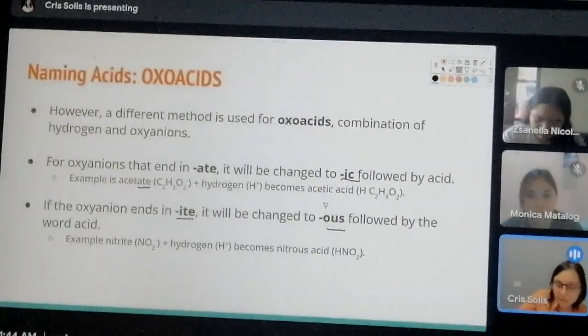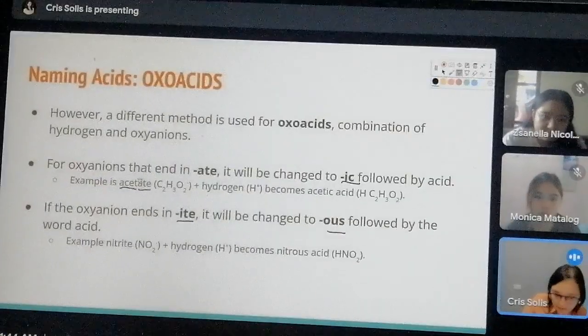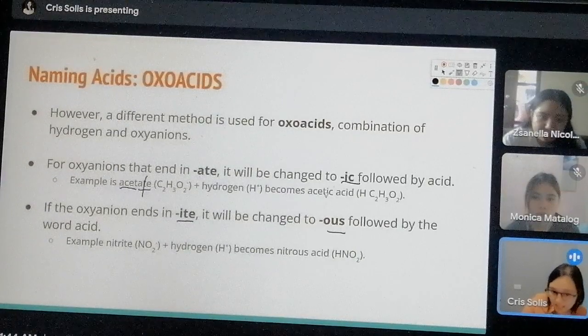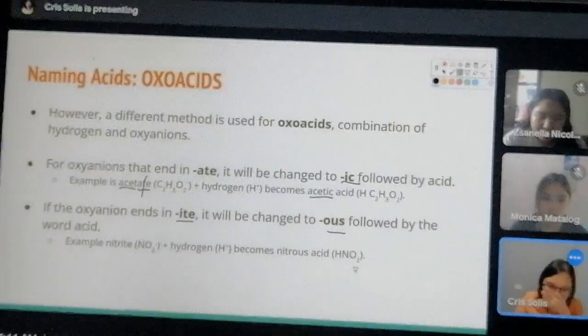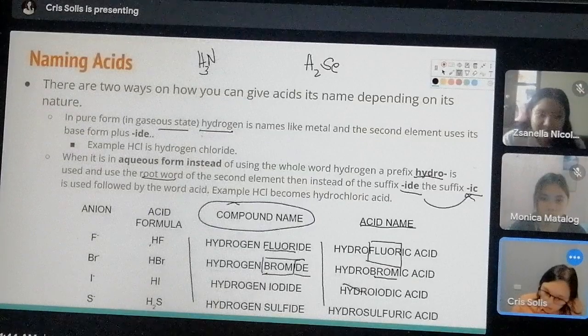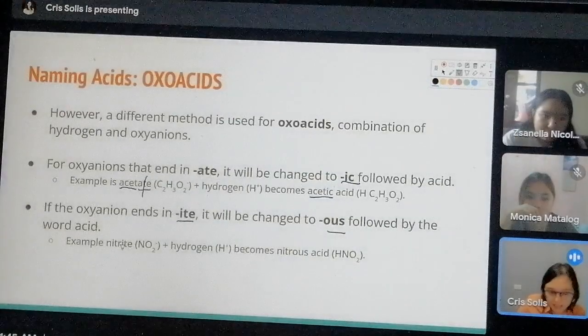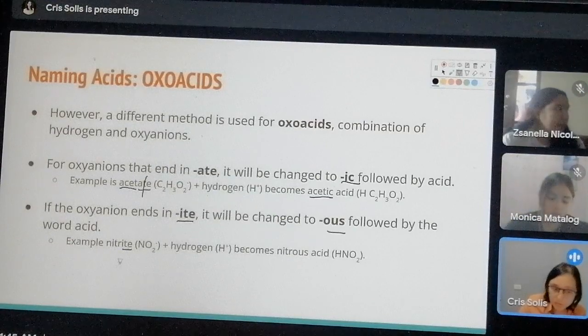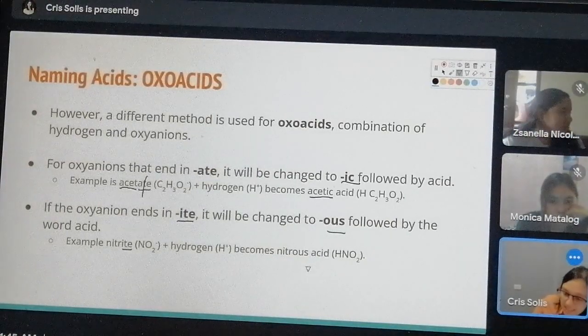For example, acetate, C2H3O2 negative, and its name is acetic acid. See, we used acet, the ATE, changed into IC, so it became acetic. Then we added the word acid. It's just like this one, but you remove the hydro. This one ends in ITE, and ITE changes into OUS. So nitrite plus hydrogen becomes nitrous acid.